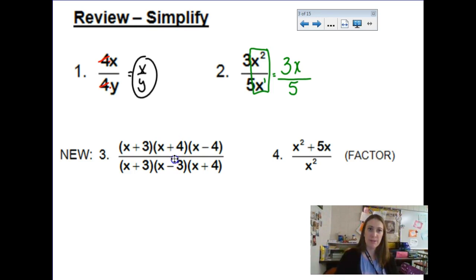Now here's some new topics. This is a polynomial that's been factored. It's written in its factored form. And all of these are multiplied together. So the rule is if you have a product over a product, you can cross-cancel any terms that show up both in the numerator and the denominator.